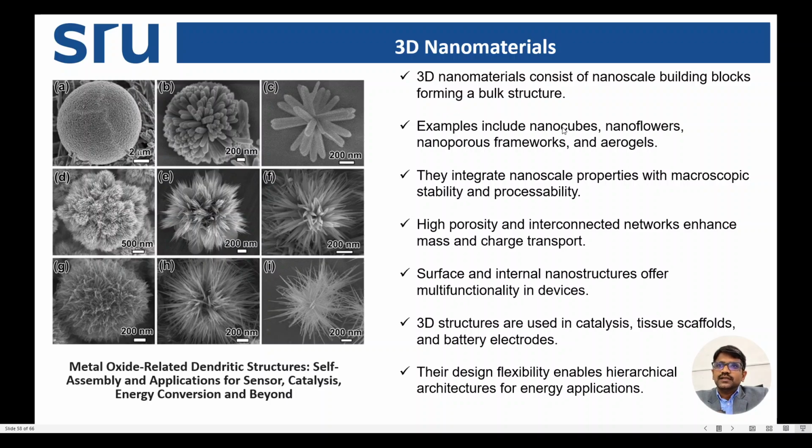Examples include nanocubes, nanoflowers, nanoporous frameworks, and aerogels. So these are all examples. We can call them hierarchical structures. They integrate nanoscale properties with macroscopic stability and processability. Usually macroscopic materials are stable, right? So these 3D structures can bring that nature at the nanoscale. So that's what it means.